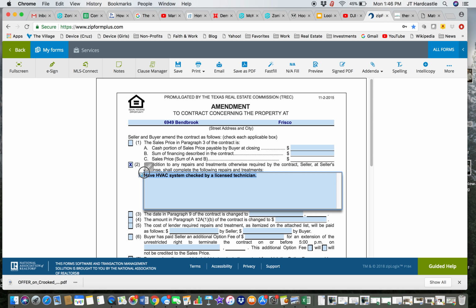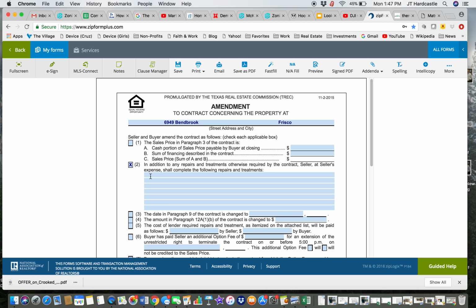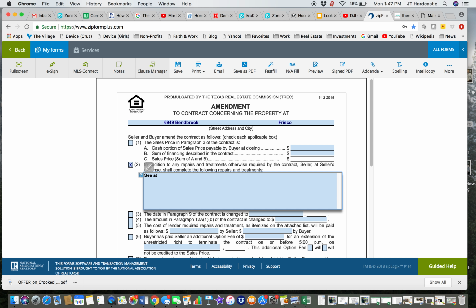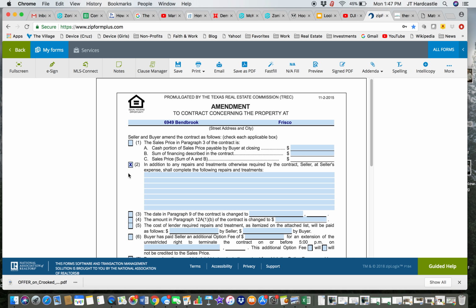A lot of times this section right here is not big enough, so what you would do is write see attachment, and you could use a Word doc to attach to this amendment if there is not enough space to mention the things that you're asking for during a repair amendment.